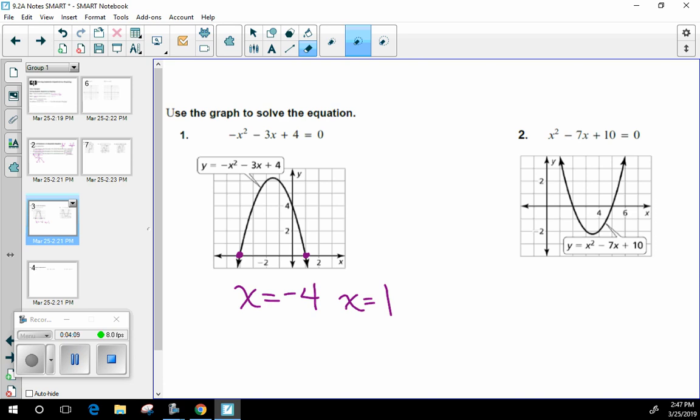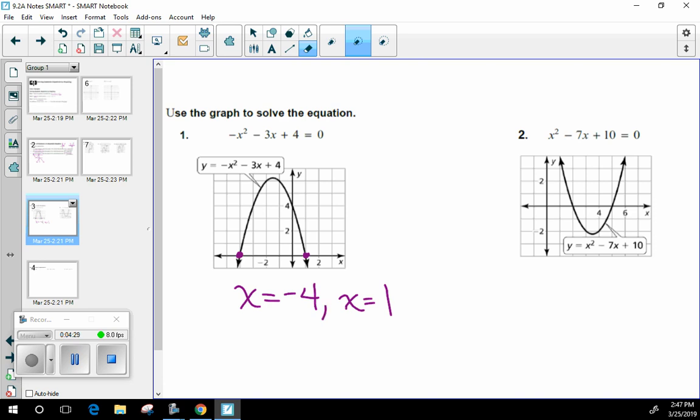Either one of those numbers, if I plug it back into the original, makes it true. And they are the only numbers that make it true. Okay? And so that's the solution to the equation. But in a graph, the nice, easy way to find them is to identify those x-intercepts. Okay? So this one had two solutions. They were at -4 and 1.